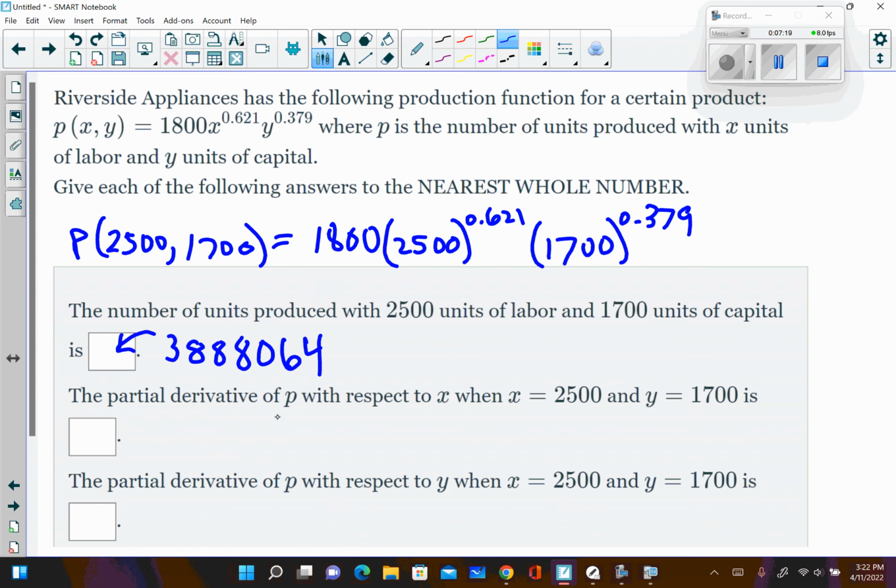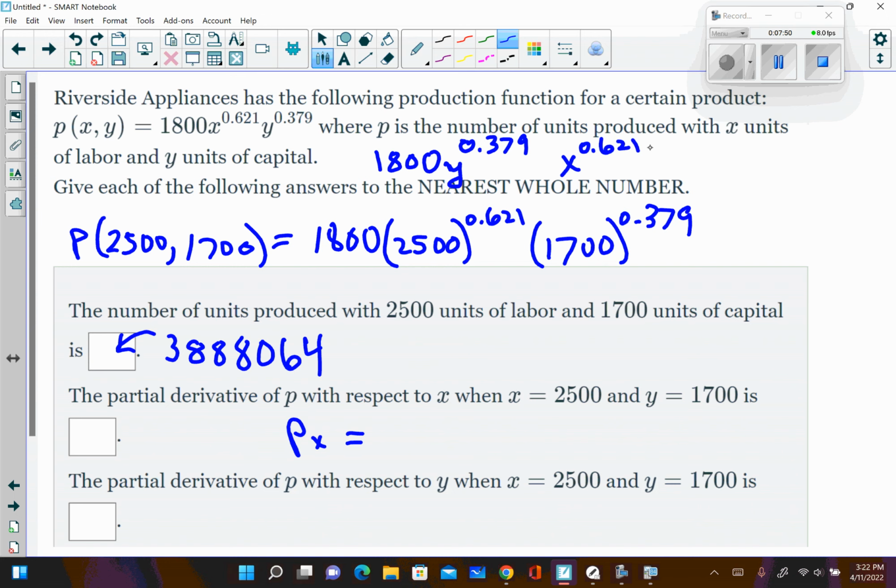The partial derivative of p with respect to x, so we're going to treat y as a constant. So I'm going to rewrite the order of this. 1800, y, which is a constant, raised to the 0.379. So all of this is a constant, and it's times x to the 0.621.